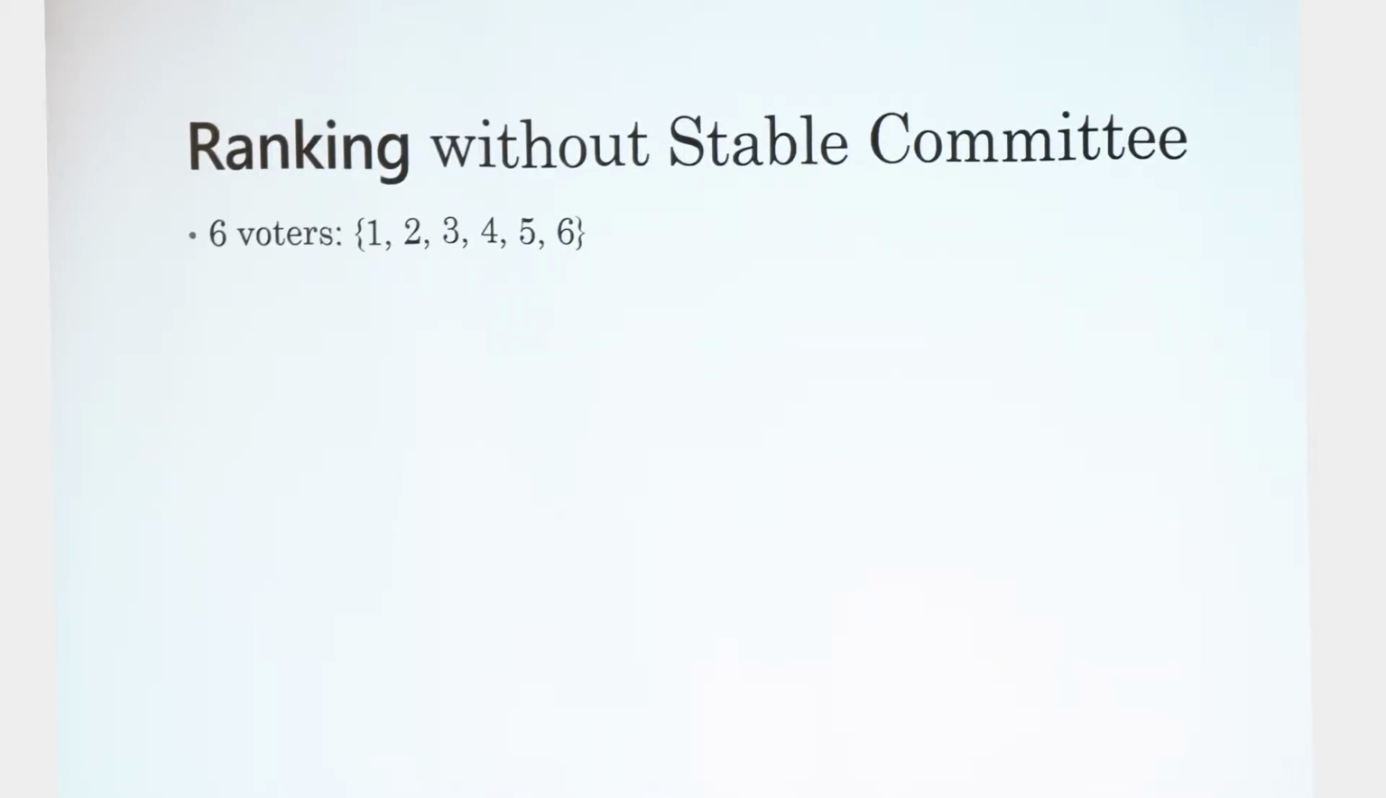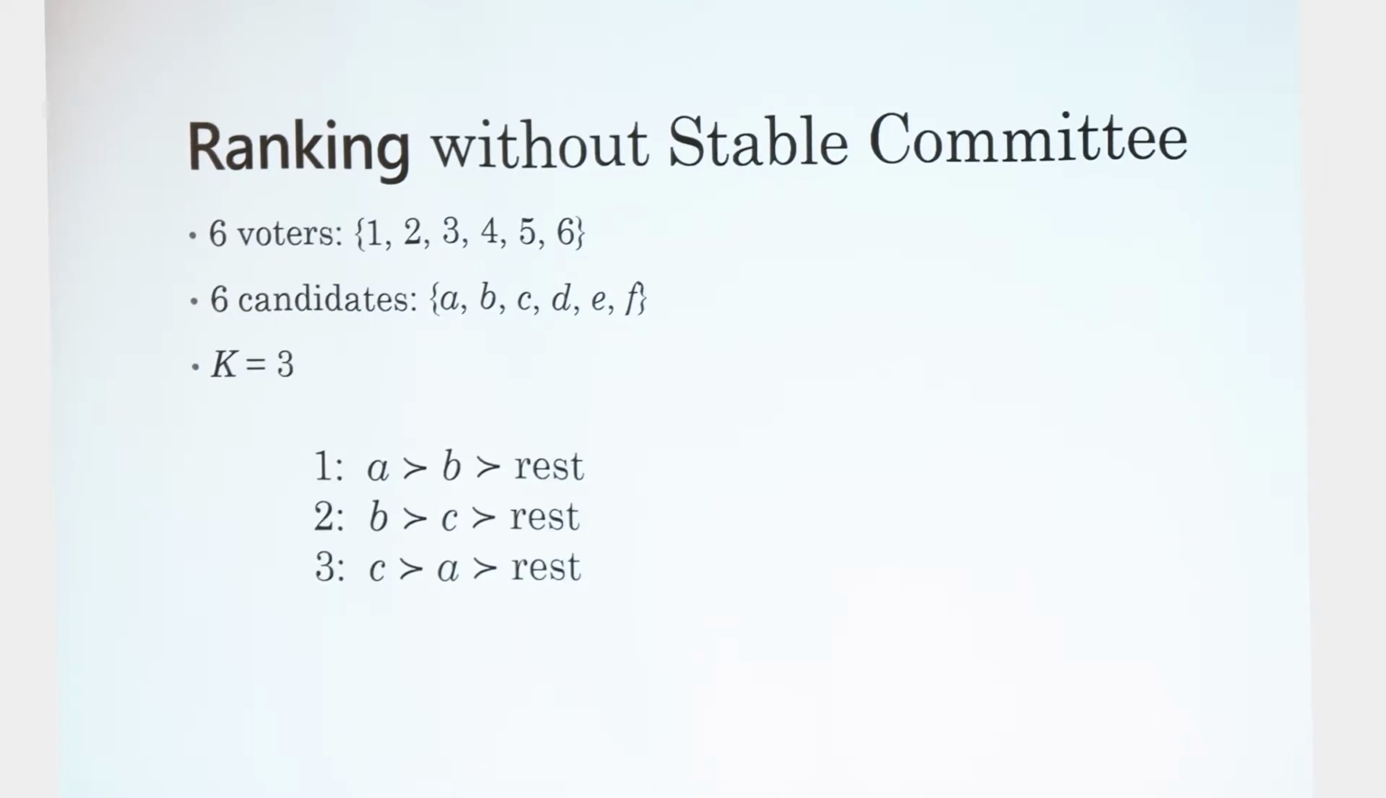So in this example, there are 6 voters from 1 to 6, and there are 6 candidates from A to F. And say we are allowed to select a committee of 3 candidates. And here are the first 3 voters.